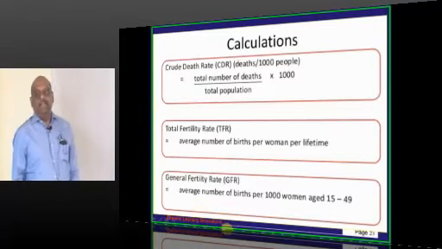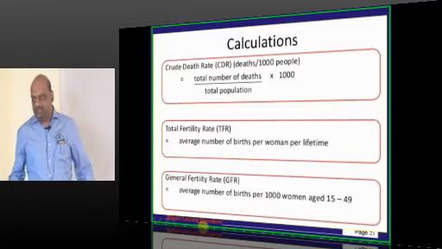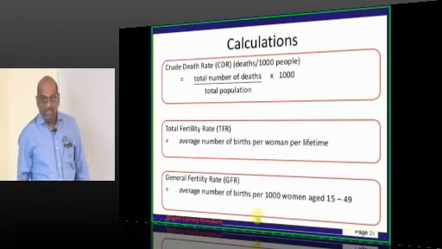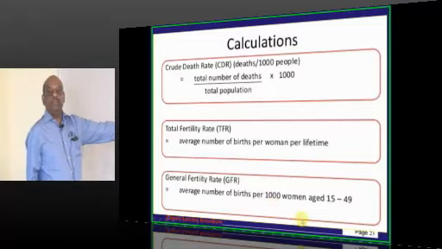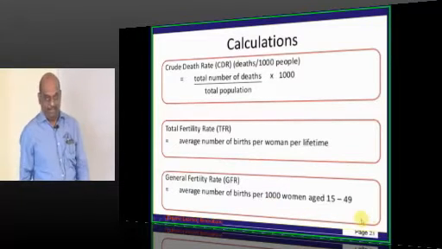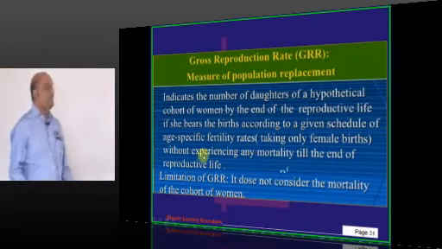General fertility rate. So they said, let us not depend, because woman is not producing all the time, let us take the reproductive aged women. So it is the average number of births per 1000 women who are in the reproductive age, 15 to 49, is typically the general fertility rate.